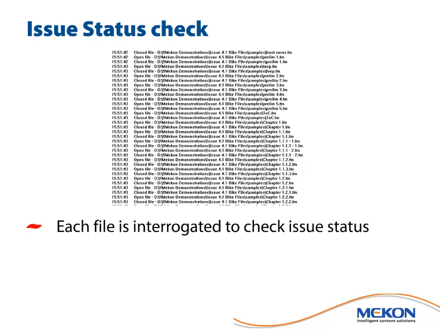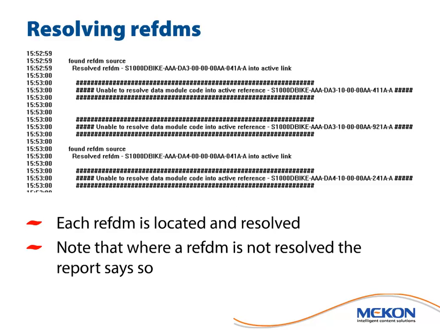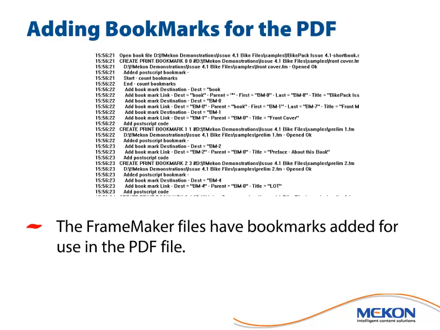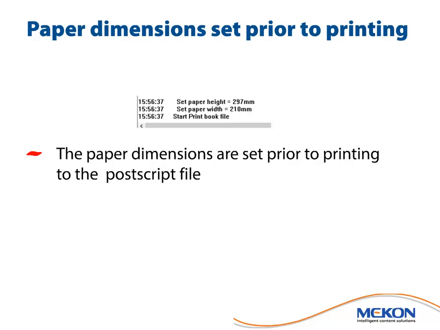And as you can see here, each file is interrogated to check what its issue is so that it can record it. And as mentioned previously, each of the references to another data module is interrogated, and if it can't resolve it, an error message is put in just like it is there. And when the major processing is complete, it starts the building of a book file. And you can see here that it sets the paper height and width in accordance with what it's been asked to do.